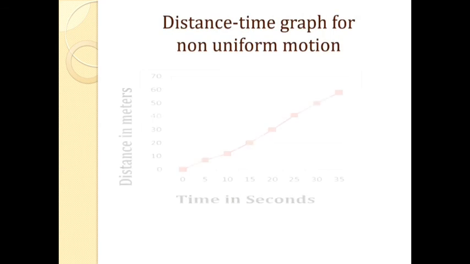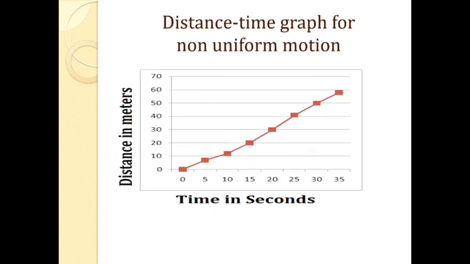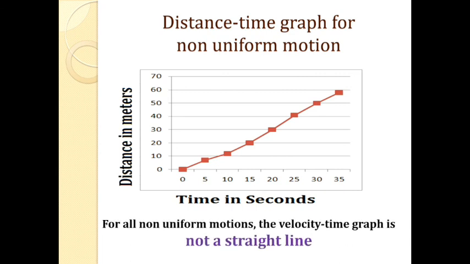Let's try to plot the graph. In the same way, when you plot the graph, taking time on the x-axis and distance on the y-axis, you will not get a straight line for non-uniform motion. So, for all non-uniform motions, the distance time graph is not a straight line.